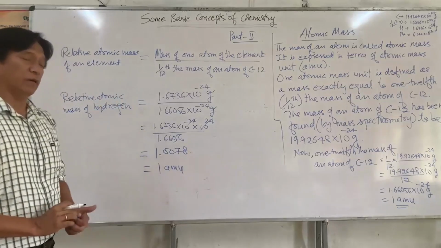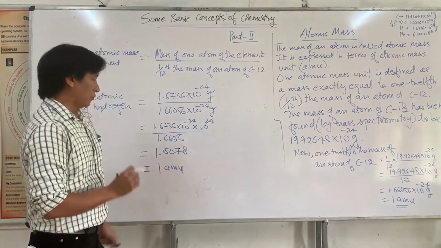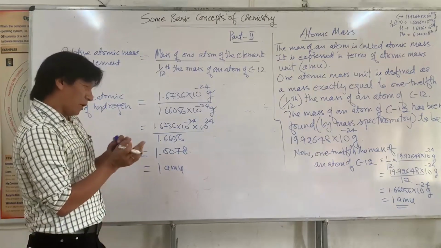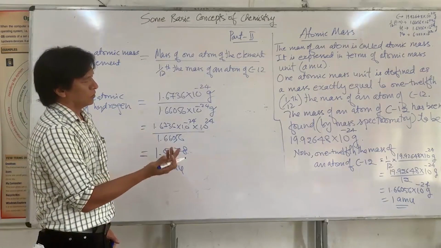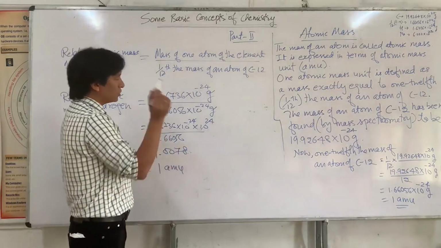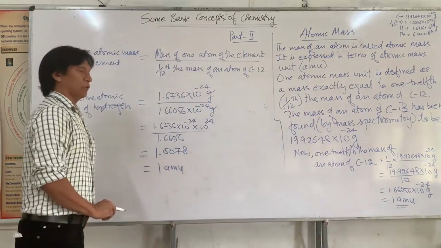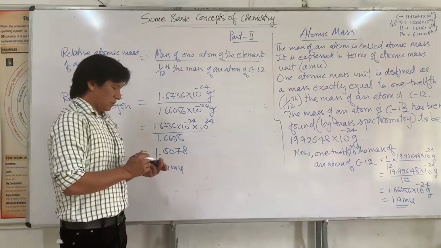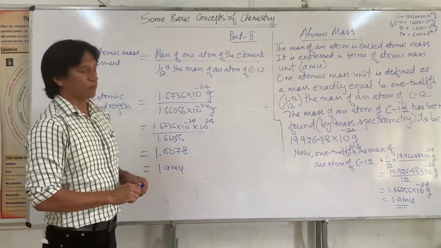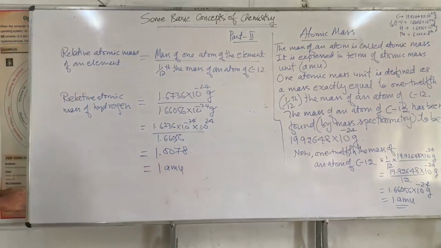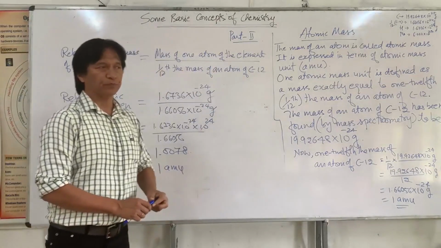So we say that the mass of an atom of hydrogen is 1 AMU. This is an approximate value. The meaning here is, the mass of an atom of hydrogen is almost equal to 1/12 the mass of an atom of carbon-12. This is because hydrogen is the lightest element, and an atom of hydrogen is the lightest among all atoms. So this is 1 AMU. This is the meaning of relative atomic mass of an element. So this is the expression you're supposed to know.